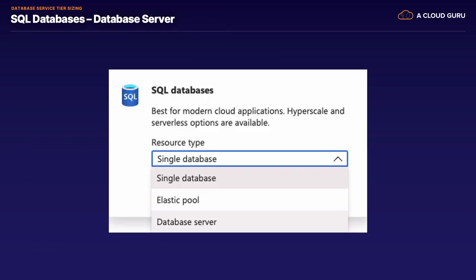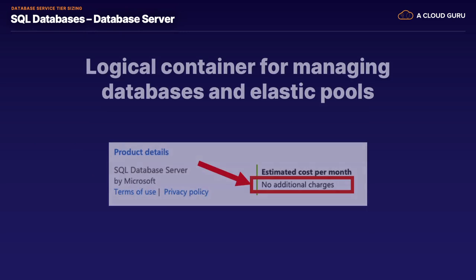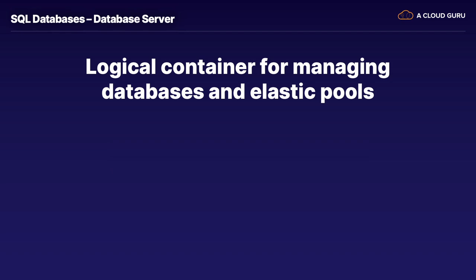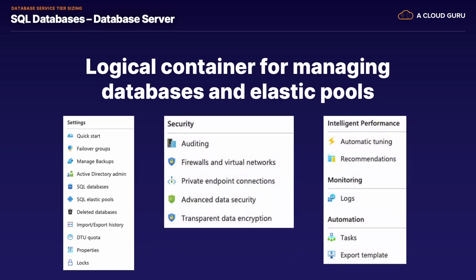For SQL databases, I've talked about a single database and an elastic pool, and there's a third option there, which you might be wondering, what the heck is that? Database server. The database server is a logical container for managing all of the databases and elastic pools that you have. It does not have an additional charge whatsoever. So when you go inside of a database server, you'll actually see that you have the ability to create databases and pools, and you'll be able to manage all the databases in a similar fashion as normal database administrators do. You can also see that it provides security and monitoring, automation, and performance tuning and recommendations as well.